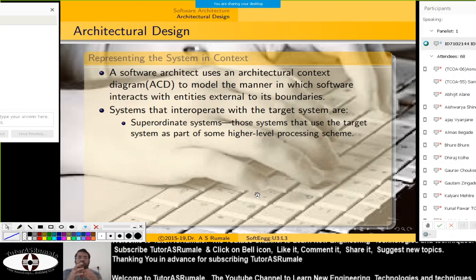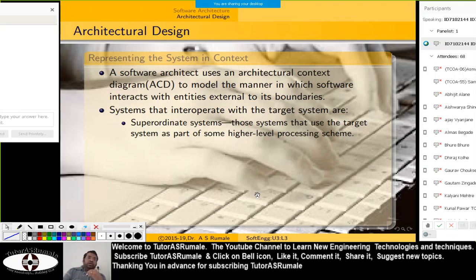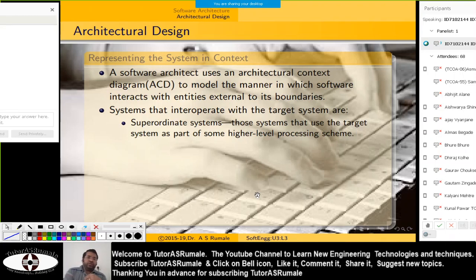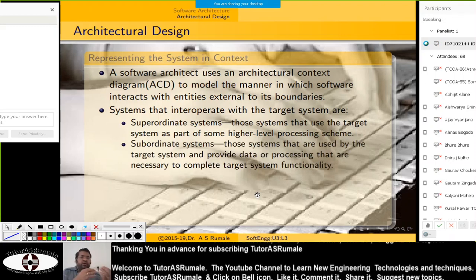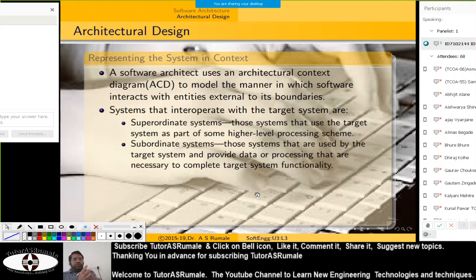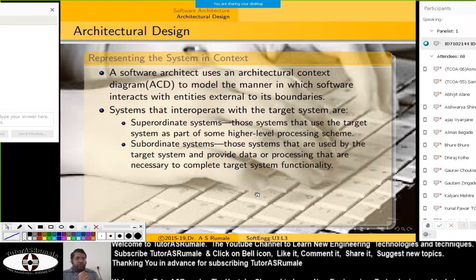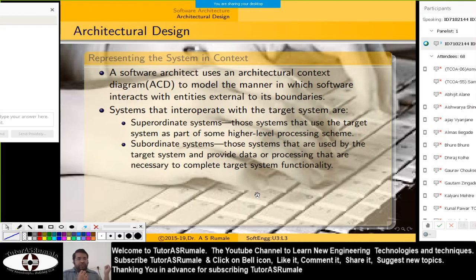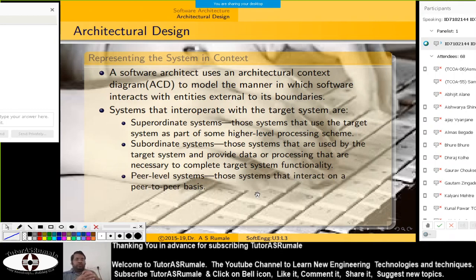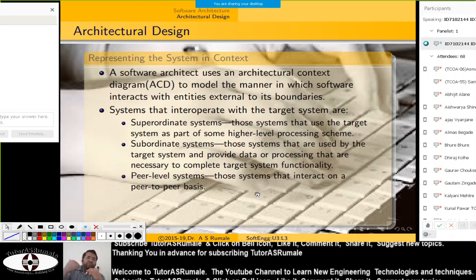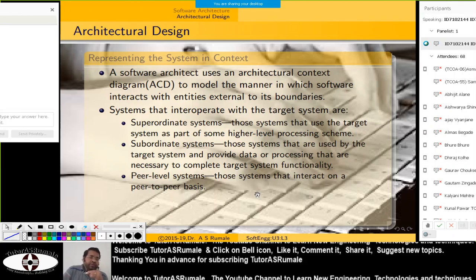For example, when you are using your computer, you are acting as a superordinate system. The subordinate systems are those which are used by the target system. For example, your power plug is the subordinate system to the laptop. Then there are the peer level systems, the systems which work at the same level.